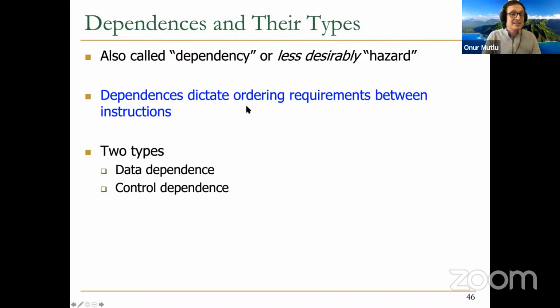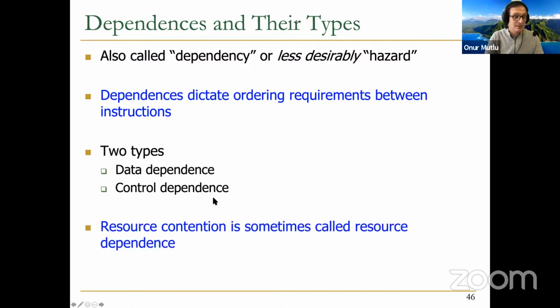So dependencies dictate ordering requirements between instructions. And this is really, really important. And we're going to see different types of dependencies. Some dependencies are very, very fundamental because an instruction needs the result of another, right? That instruction requires that result. As a result, you need to make sure that that instruction gets the correct result. So there are two types, clearly, data dependence and control dependence, and we will see both.